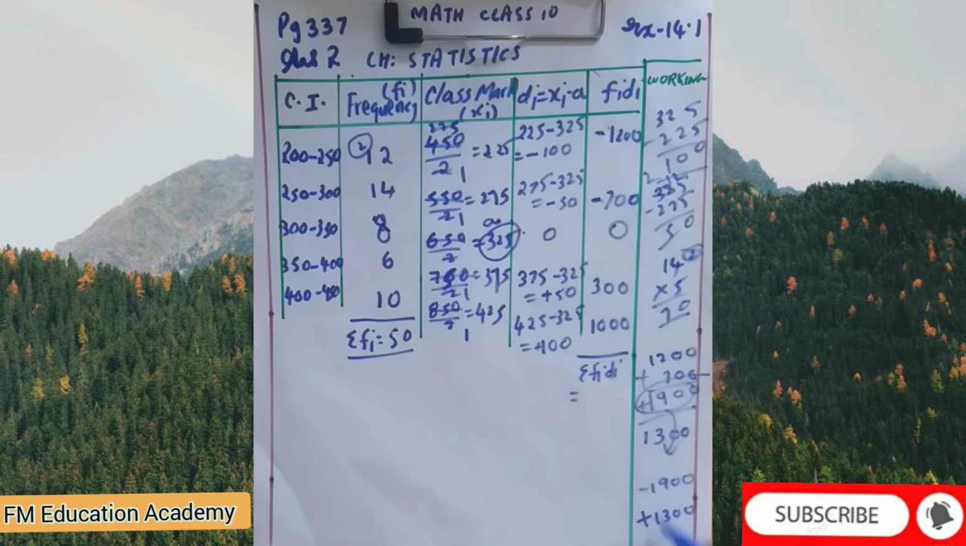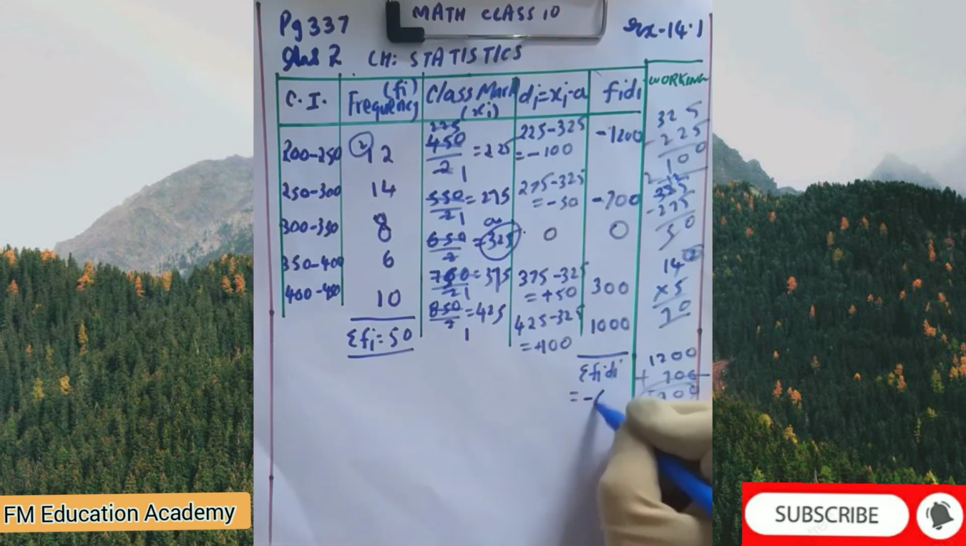So do the operation on this: one is plus, one is minus, so subtract. 1900 minus 1300 is 600, and the bigger number's sign here is minus. So I got sigma fidi as minus 600.